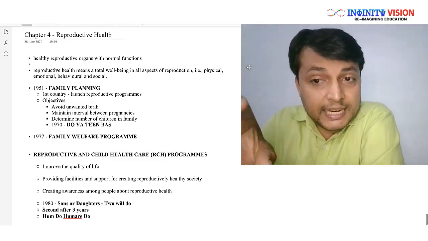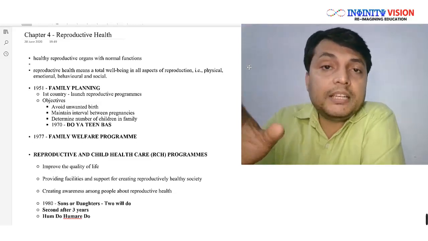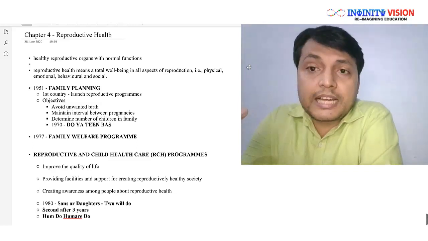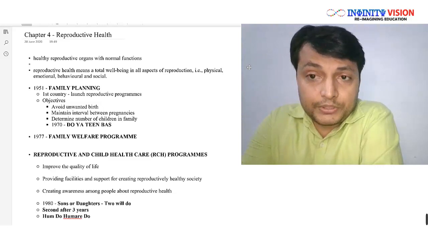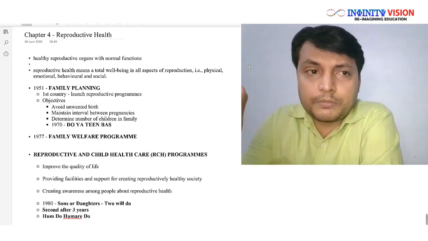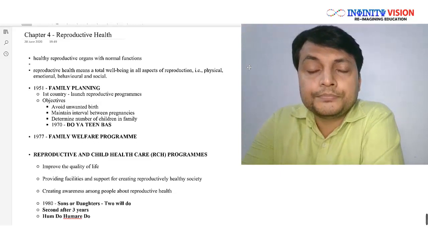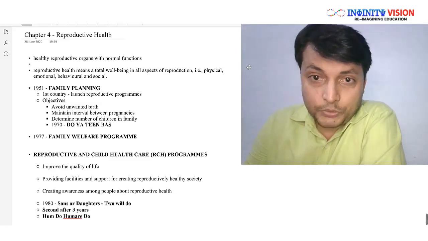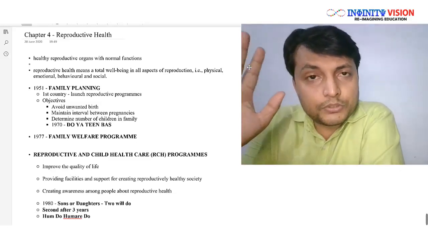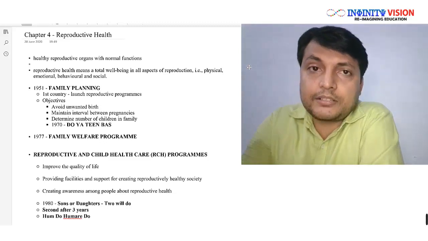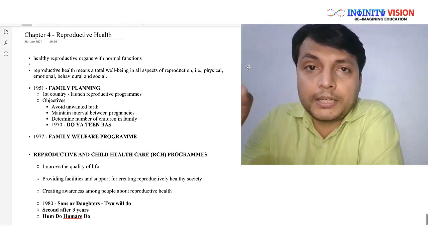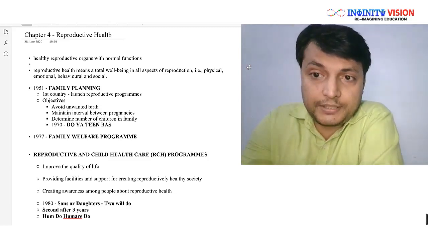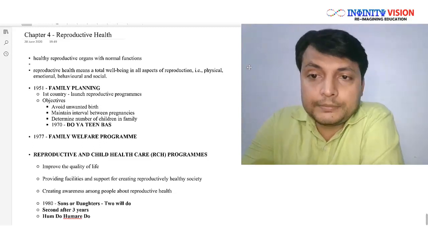In this chapter called Reproductive Health, we are mainly going to study reproductive health and different kinds of contraceptive methods. So the main focus will be on contraceptive methods and on assisted reproductive techniques, as in how to help infertile couples, or couples who are facing problems in conceiving. Anyway, let us begin this chapter.